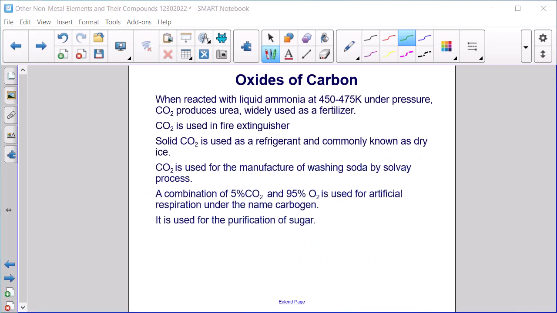When reacted with liquid ammonia at 450 to 475 Kelvin under pressure, CO2 produces urea, widely used as fertilizer. It is used in fire extinguishers. Solid CO2 is used as a refrigerant, commonly known as dry ice. CO2 is used for the manufacture of washing soda by the Solvay process. A combination of 5% CO2 and 95% oxygen is used for artificial respiration under the name carbogen, and it is used for the purification of sugar.